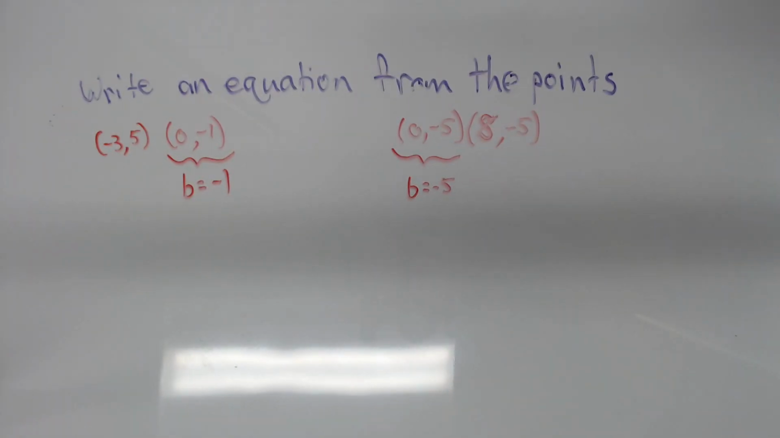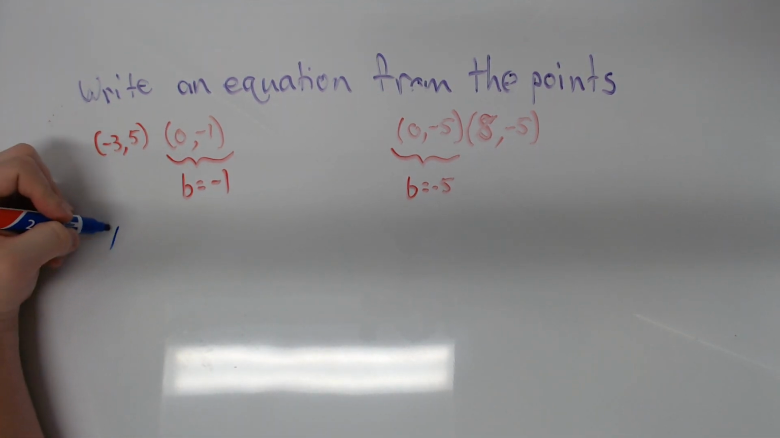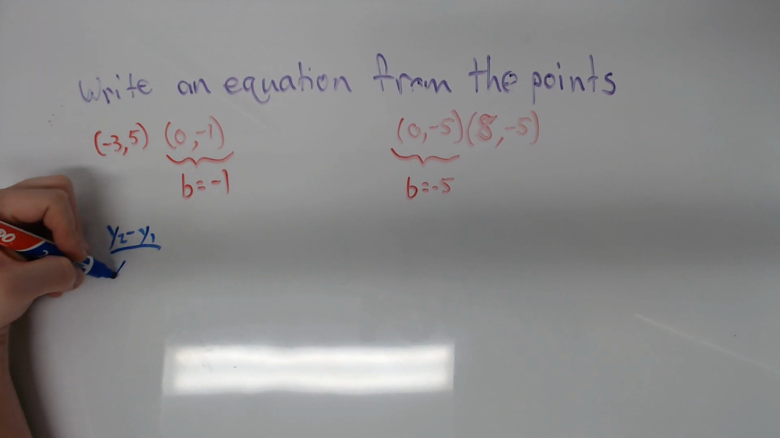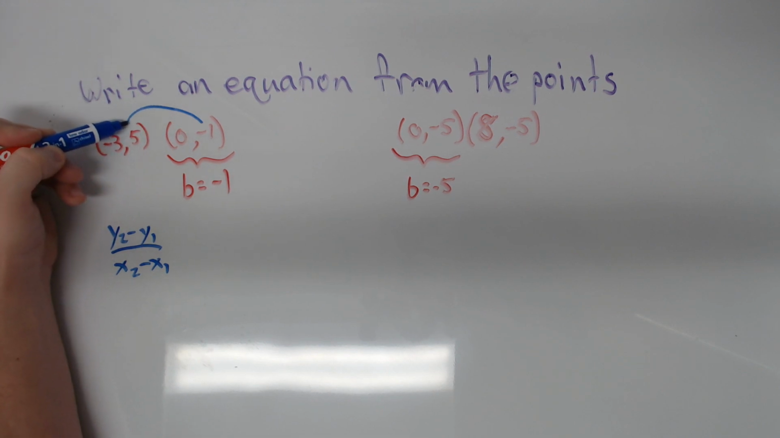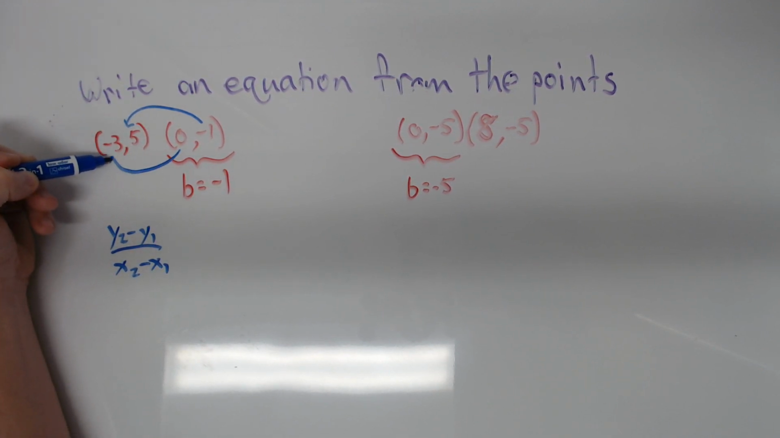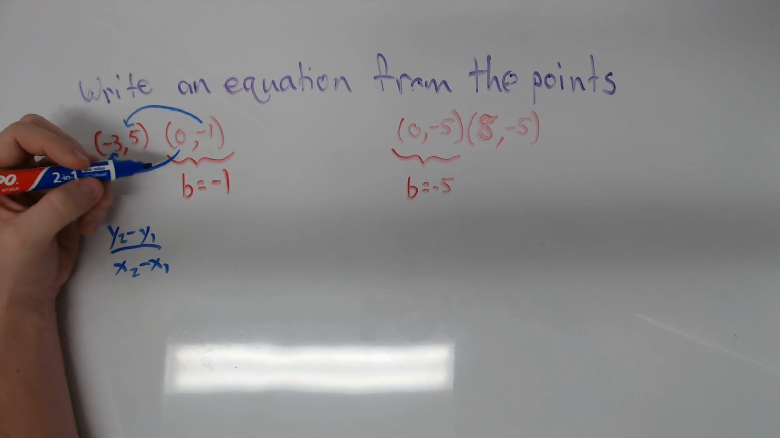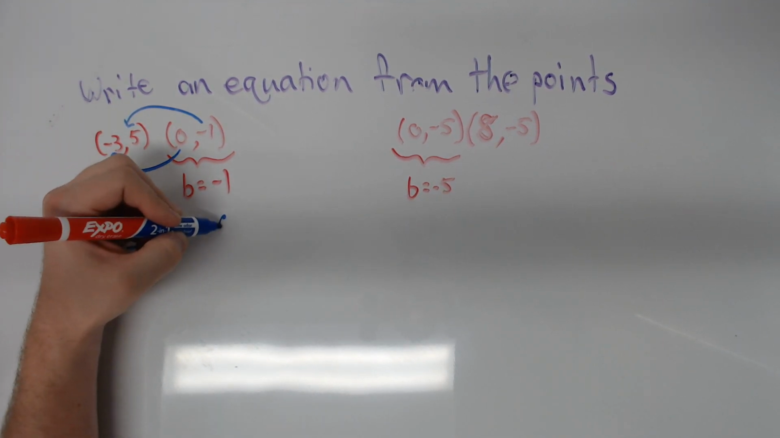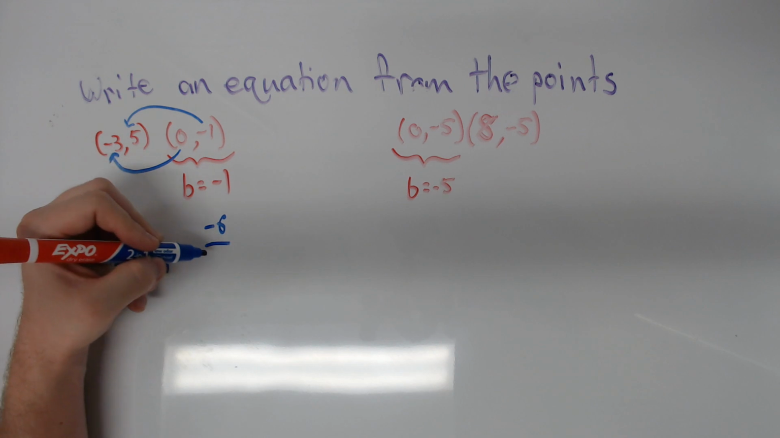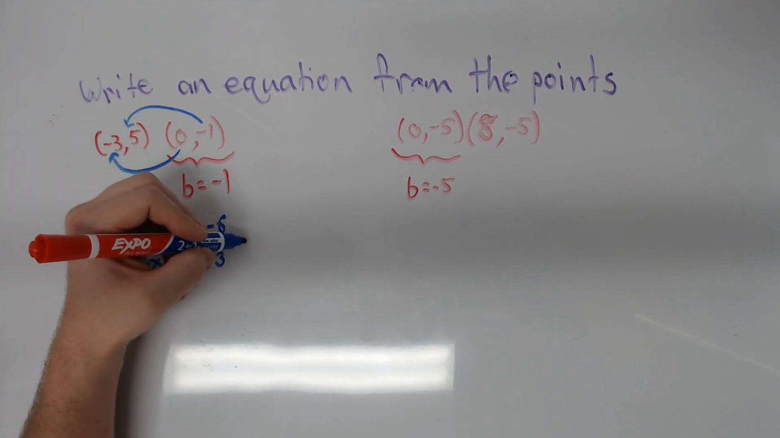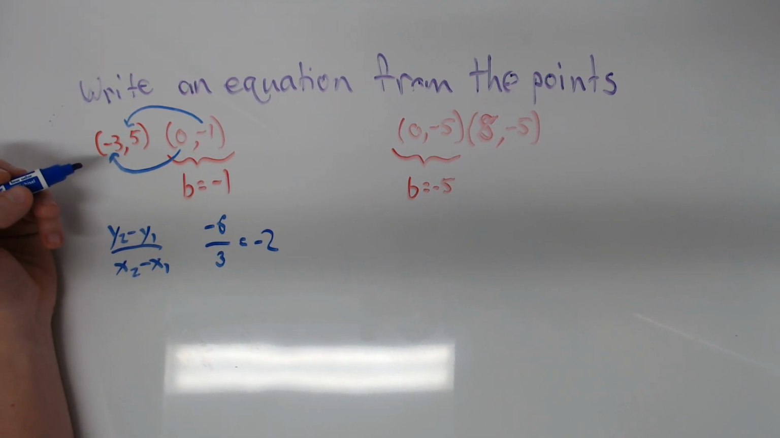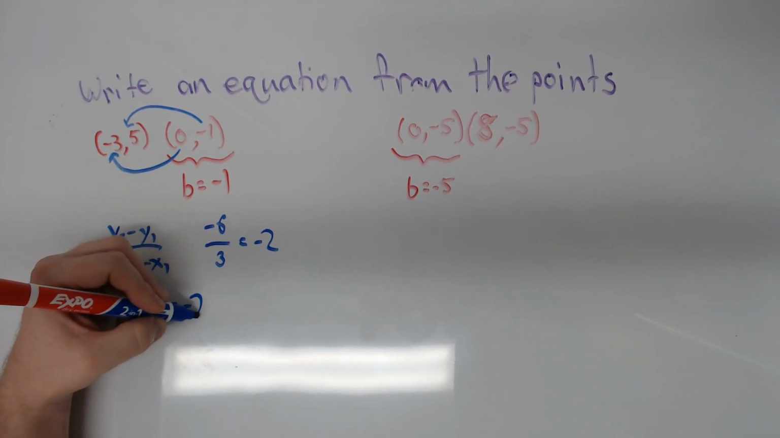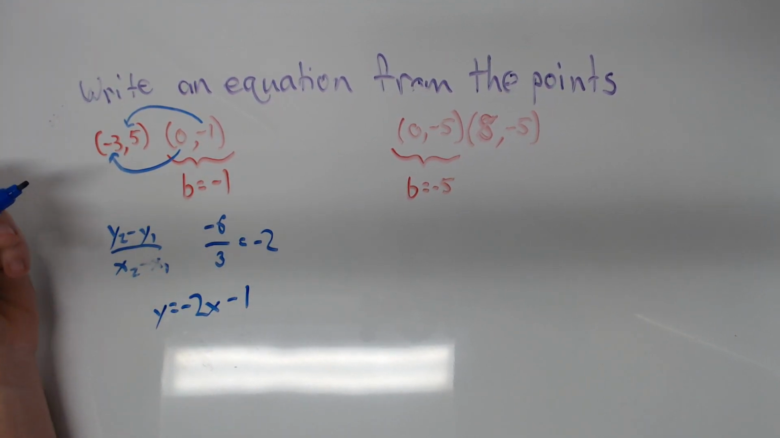Next, and this is how I like to show my work for this, we use the slope formula: y2 minus y1 over x2 minus x1. All right? I like to draw arrows between what I'm subtracting. Negative 1 minus 5 is negative 6. 0 minus negative 3 is positive 3. And then I would simplify my fraction. That's negative 2, and that's my m. y equals negative 2x minus 1.